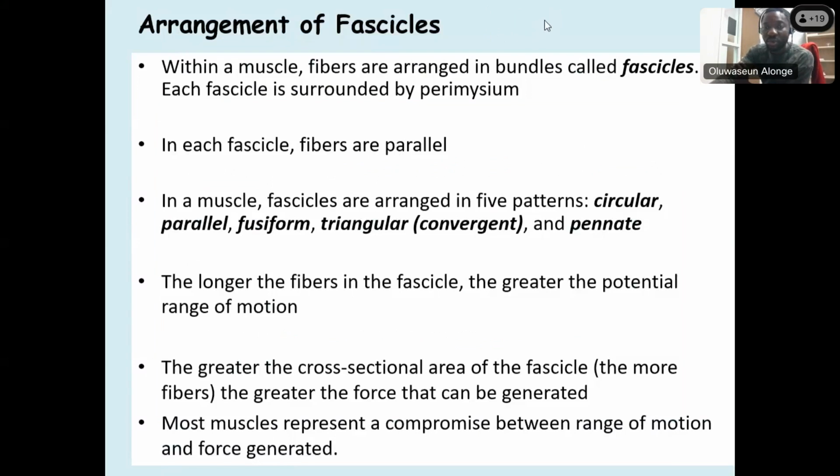All right. So at this point, we are going to be looking at the arrangement of fascicles. Now, don't forget we talked about fascicles in chapter 9, and then we said that muscles first have muscle fibers. So muscle fibers are the same thing as muscle units, muscle cells, which are the same as myofibers. Remember? And now we say that muscle fibers or myofibers or muscle cells are surrounded by endomysium.